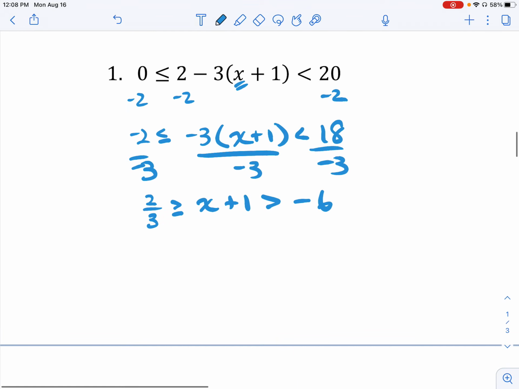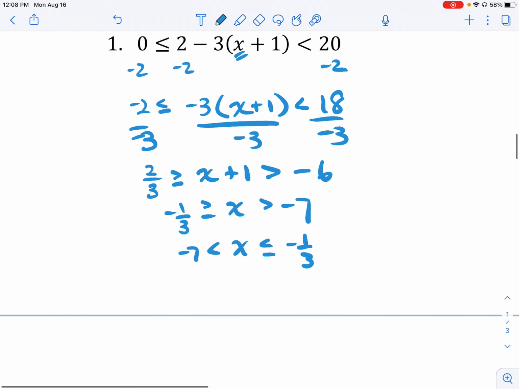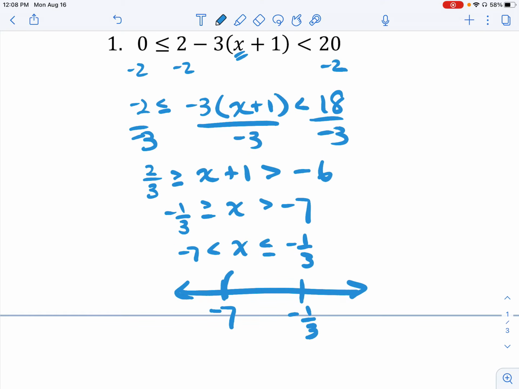Now from here, I'm almost done. I'm just going to subtract 1 from both sides. So on this left side, 2/3 minus 1 is negative 1/3. Negative 6 minus 1 is negative 7. And I want to rewrite this in the correct order. So we're going to say x is greater than negative 7, but it's less than or equal to negative 1/3. I draw this on my number line: negative 7, negative 1/3. We're going to put parentheses here, brackets here, and shade everything in between.